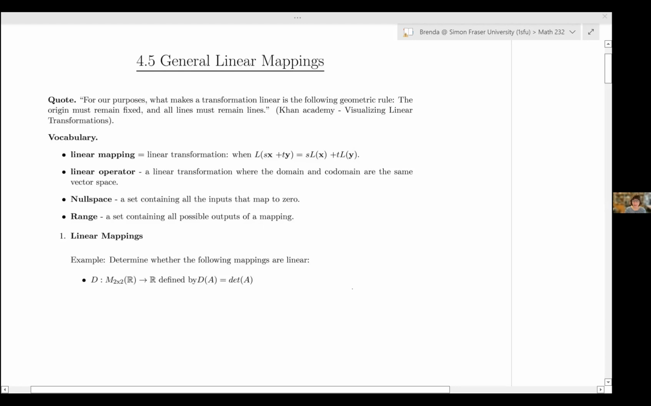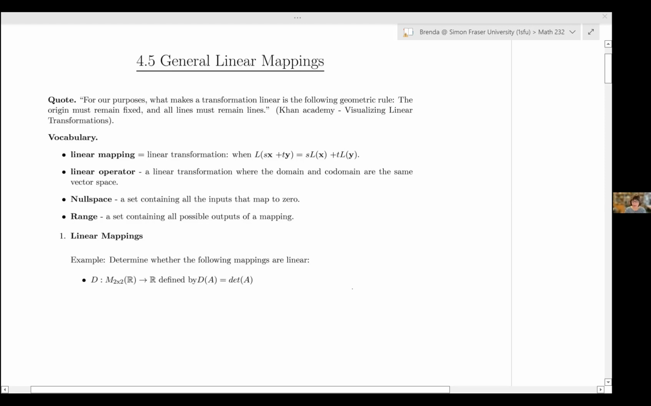And like I've said before, each time you see a general vector space V or a vector space W, you can replace that in your thinking with Rn, or with all n by n matrices over the real numbers. Those are our only two vector spaces. Okay, so here we are.